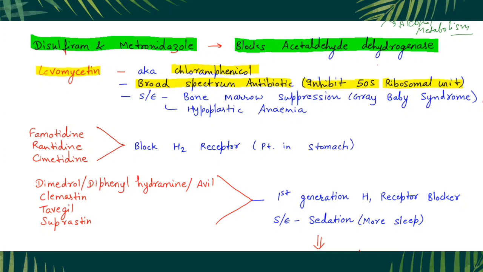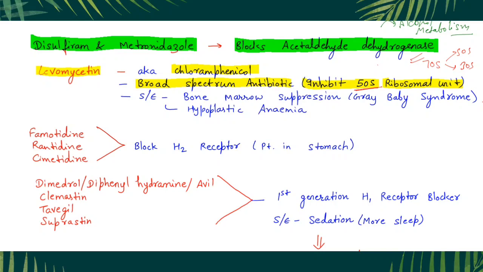So we know that in bacteria we have the 50S and 30S subunits, making 70S ribosomes. In bacteria, which ribosome do we have? 70S ribosomes. So 50 plus 30 is 70. Yes, we are medical students. Now it inhibits the 50S ribosomal subunit, which makes it a broad spectrum antibiotic.